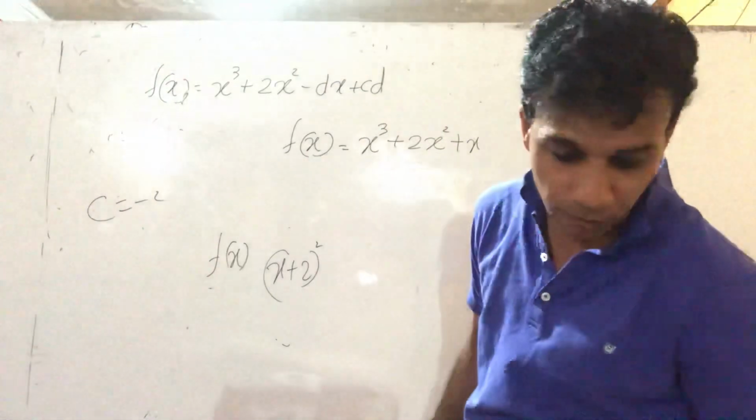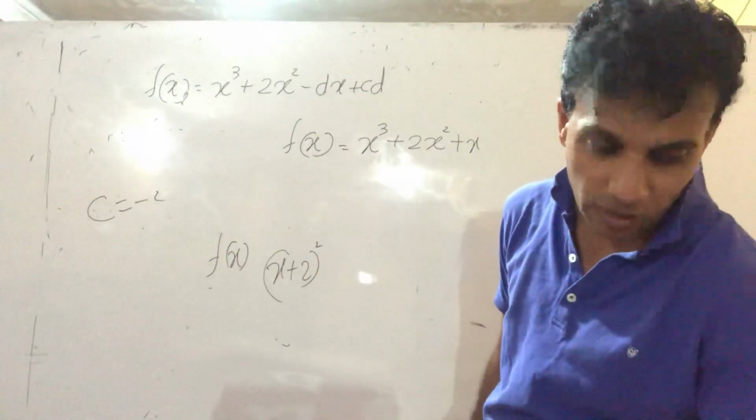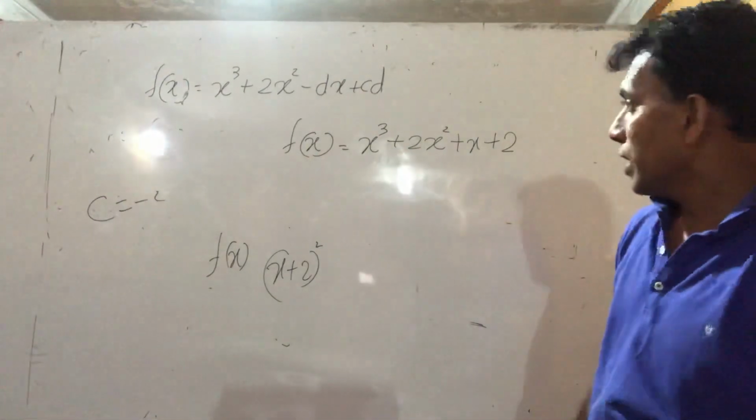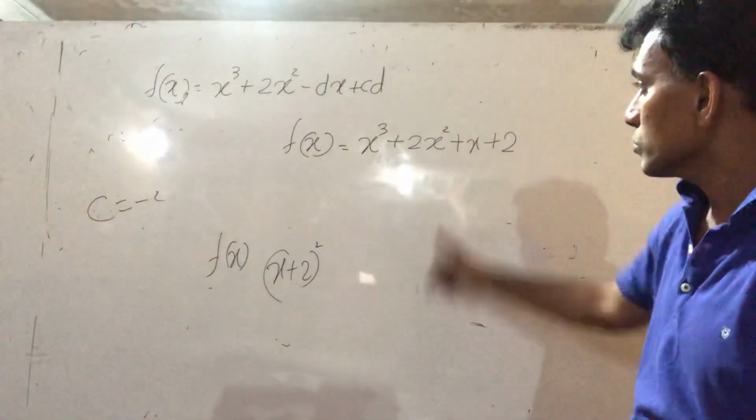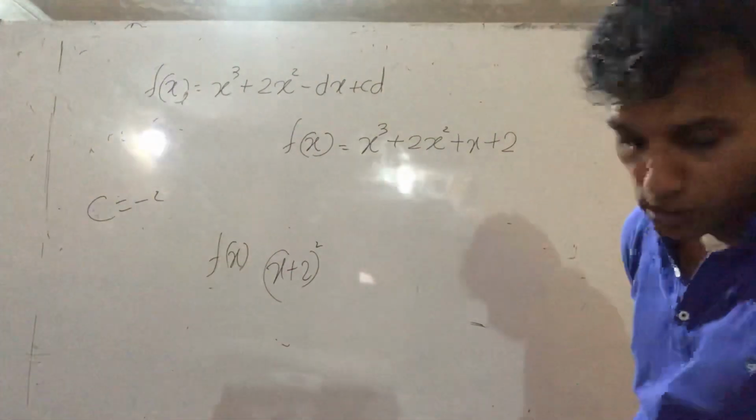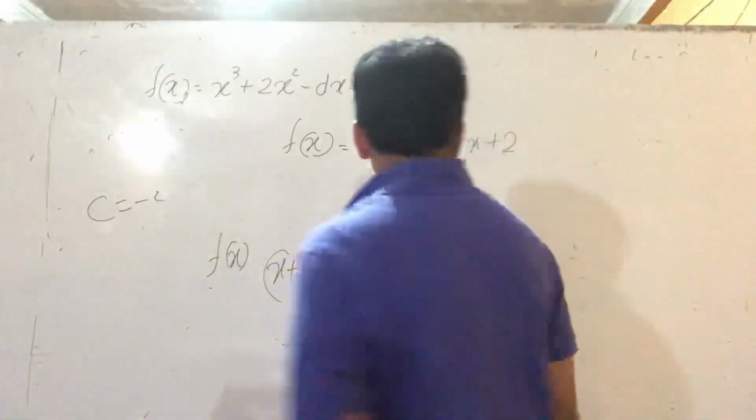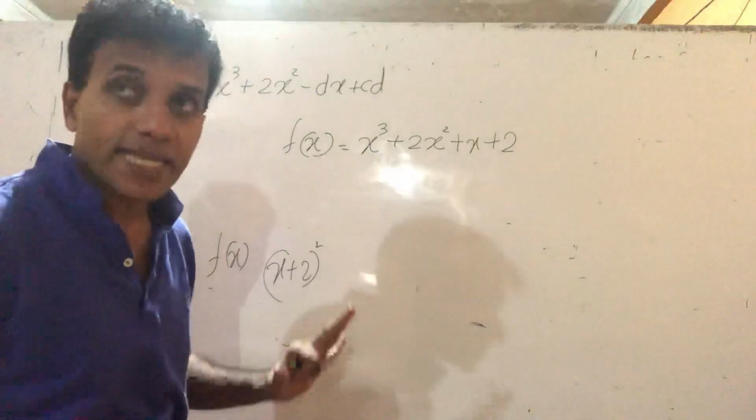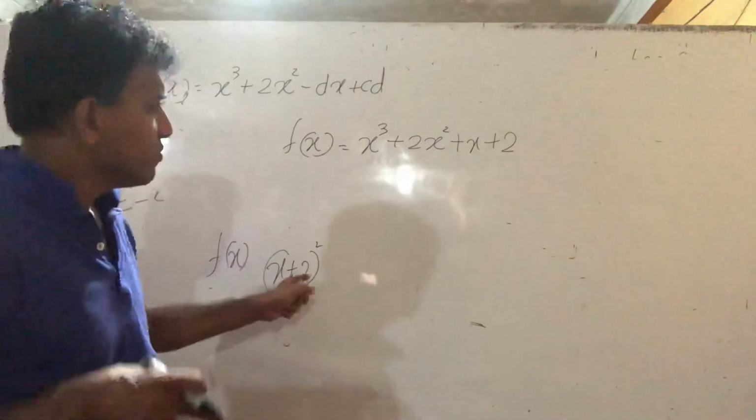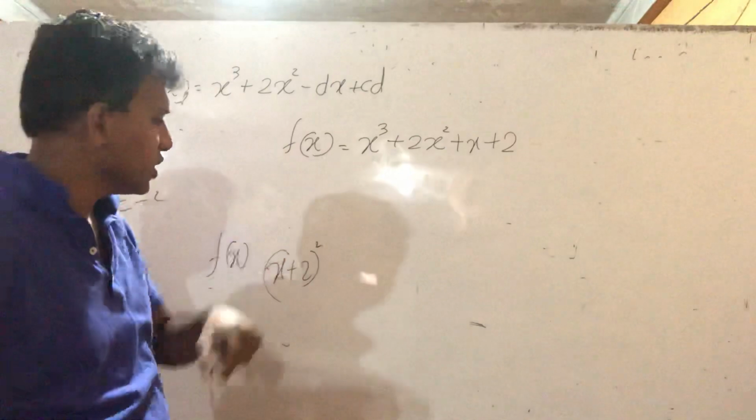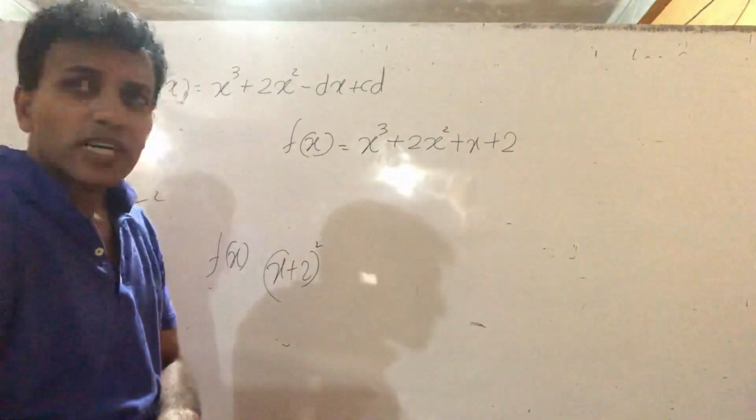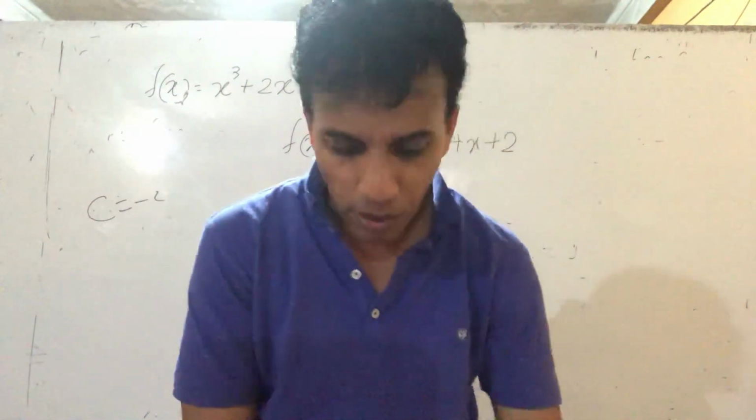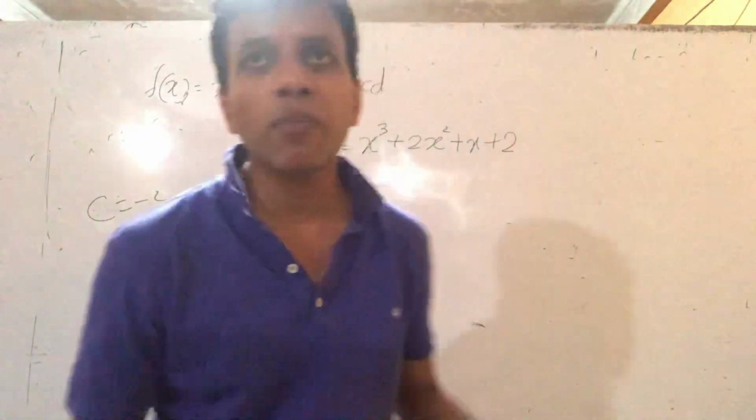And what happens if you multiply the c and d? If you multiply, plus 2, 1 times 2 plus 2. Is it okay? x cube plus 2x square plus x plus 2. This is now the new cubic polynomial after finding the c, d values. Now they ask, if this is divided by (x plus 2) squared, what is the remainder? Find the remainder.